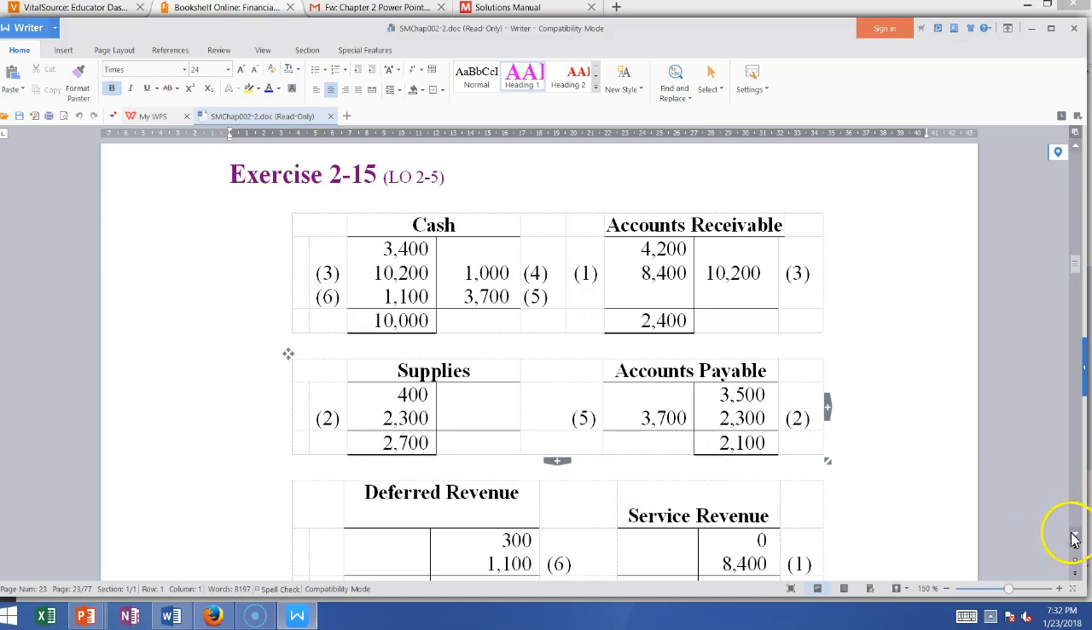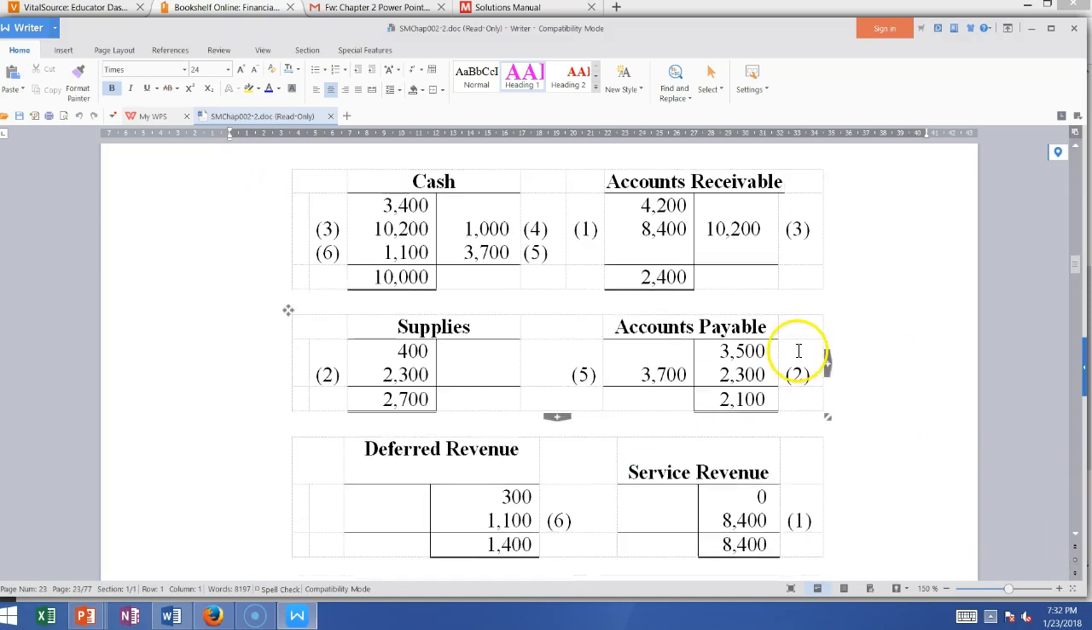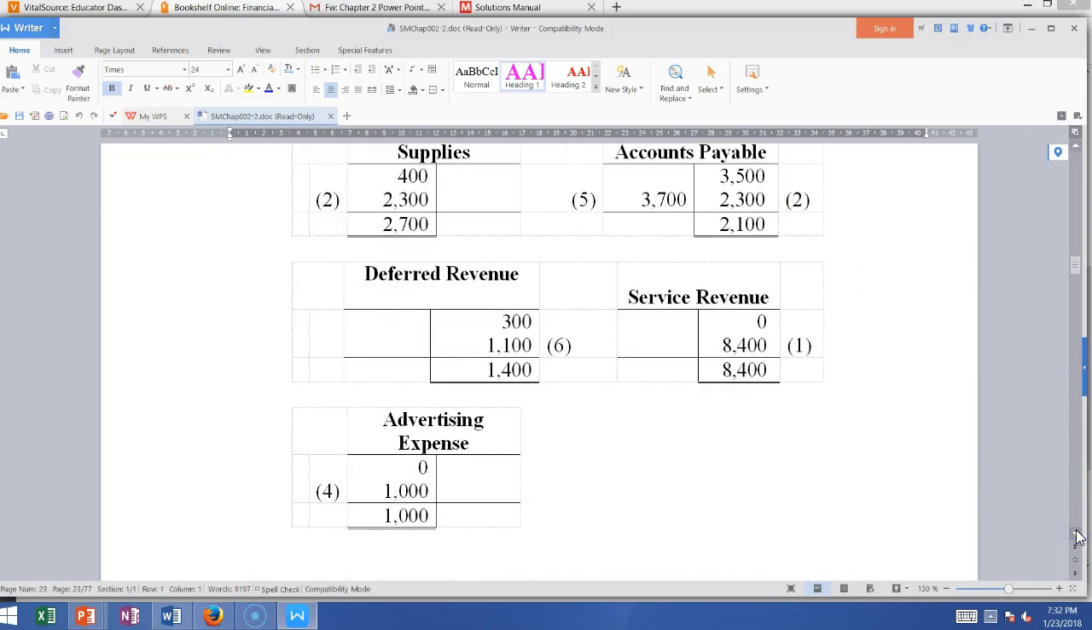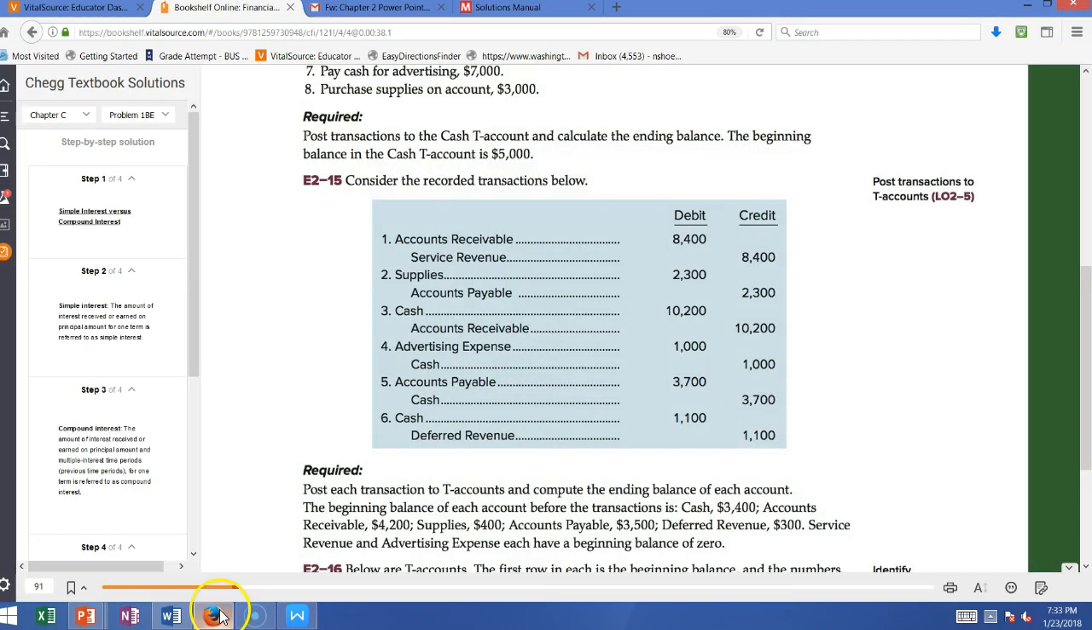Then our deferred revenue, we have a credit balance of $1,400. Our service revenue, a credit balance of $8,400. Advertising expense, a debit balance of $1,000. Does that make sense, guys? Okay, let's go to the next one.